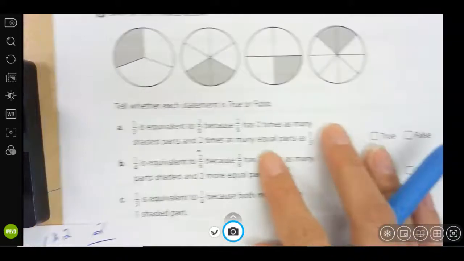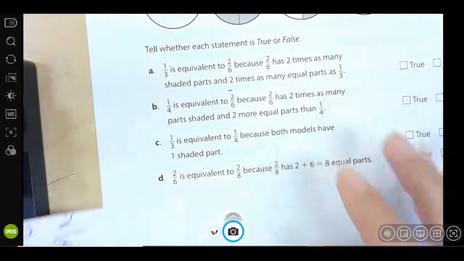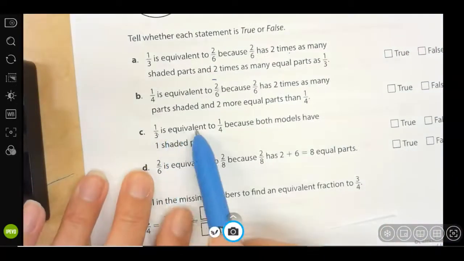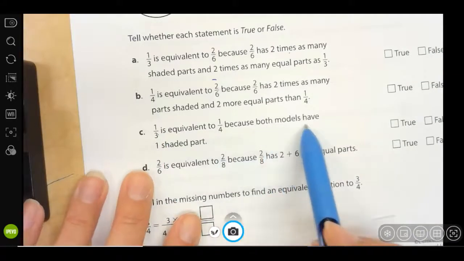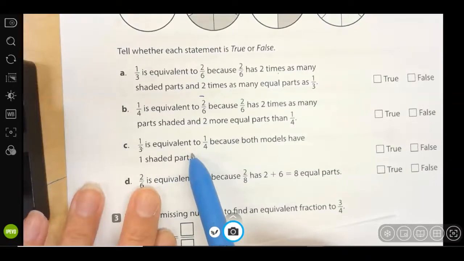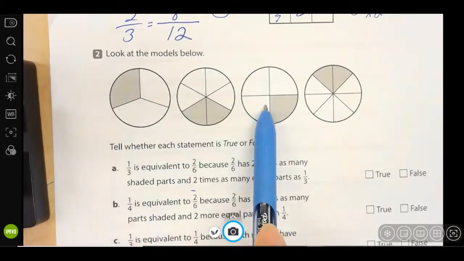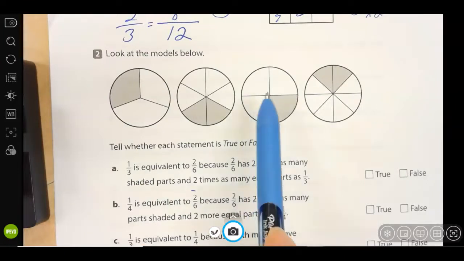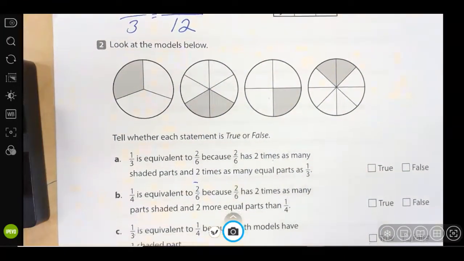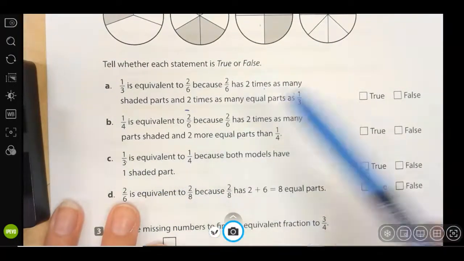Okay, let's look at C. C says 1/3 is equivalent to 1/4 because both models have one shaded part. What do you guys think about this one? Do they both have one shaded part? Yes, there's one shaded part here, one shaded part here. Okay, but we know the bigger the number, the smaller the parts or pieces. So is C true or false? False. Good.